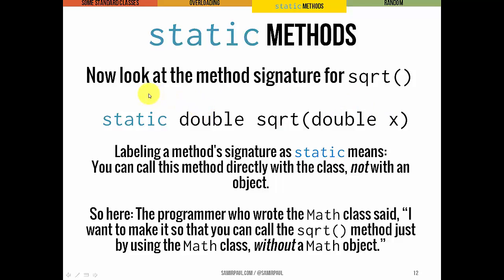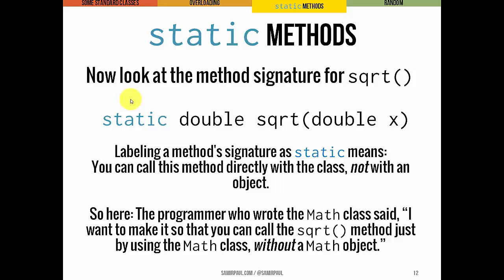Labeling this method signature as static basically means, whereas with a scanner, we have to have a particular scanner object, a particular instance of the scanner class in order to use scanner's methods, if we label a method as static, it means that we can call that method without creating an instance of a class, without creating an object.